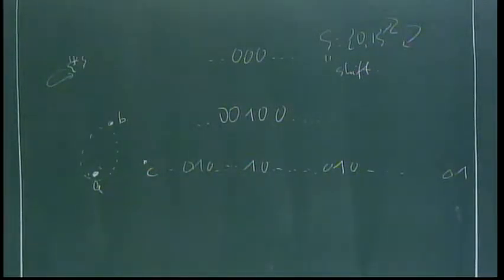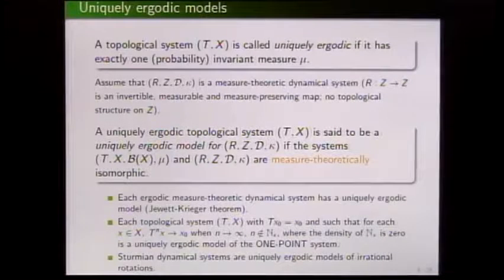If you think about uniquely ergodic models of the one-point dynamical system, that's it. These are all the phenomena which may happen. In other words, you have to have a fixed point, and then each orbit is attracted by this fixed point on a subset of density one.